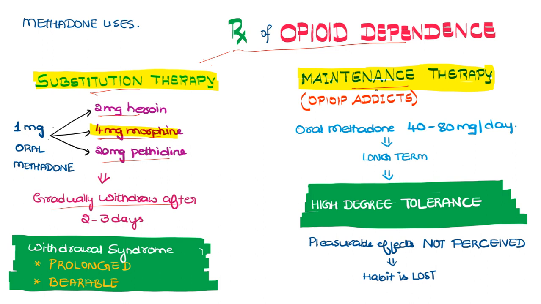Coming to the maintenance therapy, here the dose will be more. The oral methadone dose will be around 40 to 80 milligram per day. It is given for a longer duration of time, so that there will be development of tolerance. There will be a high degree of tolerance, so the patient will not perceive any pleasurable effect. Once the patient does not perceive a pleasurable effect, the habit will be lost.